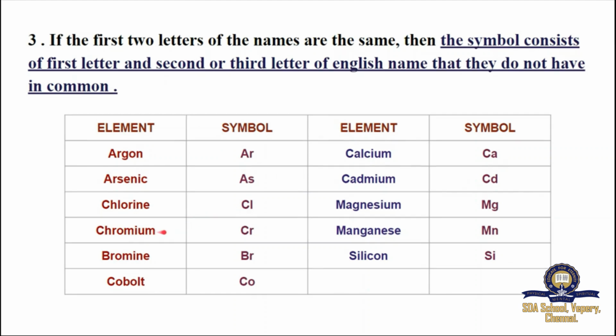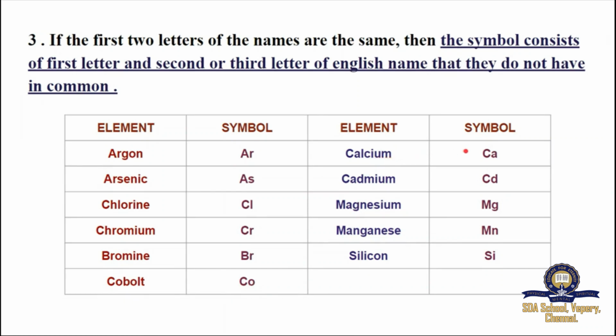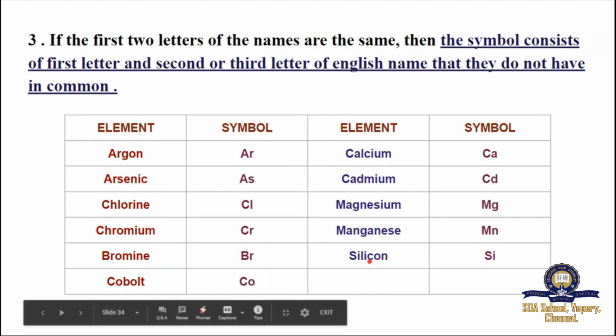For chromium, the symbol is Cr. For bromine, the symbol is Br. For cobalt, the symbol is Co. For calcium, the symbol is Ca. For cadmium, the symbol is Cd. For magnesium, the symbol is Mg. For manganese, the symbol is Mn. For silicon, the symbol is Si.